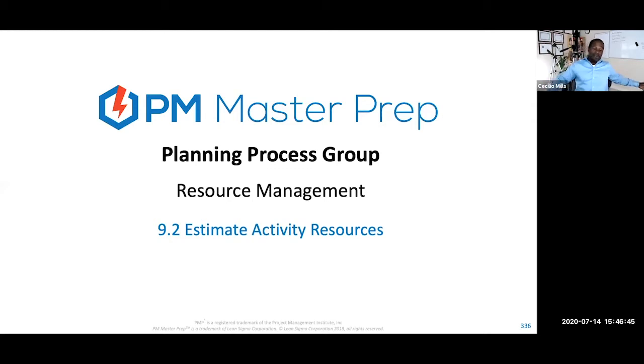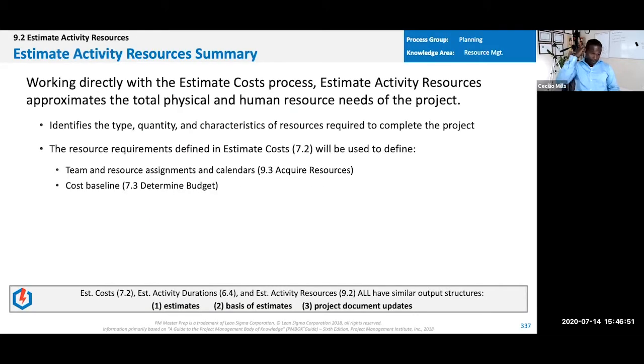All right, then we have estimate activity resources. So now that we had the plan, now we got to estimate. We're looking at the type, quantity, characteristics. You see that there? Type, quantity, and characteristics. Now, estimate costs, estimate activity durations, and estimate activity resources.